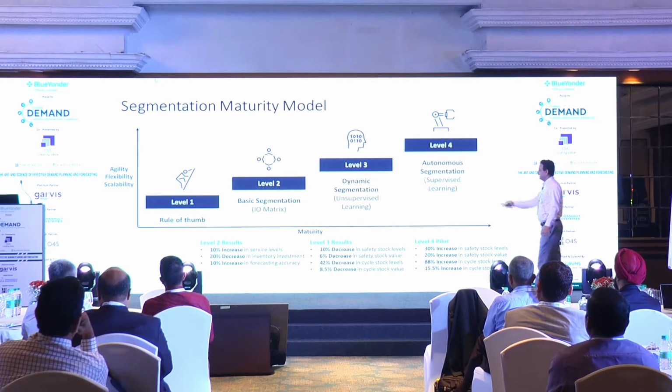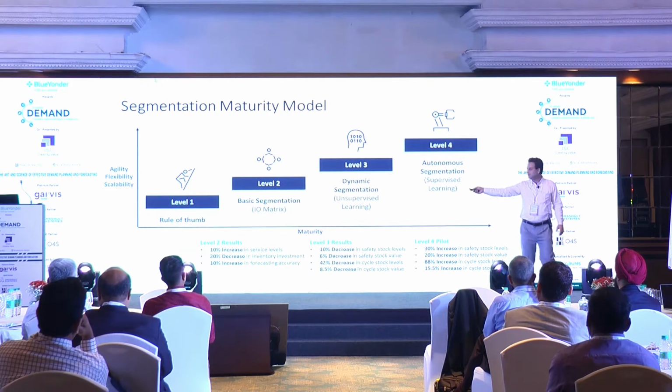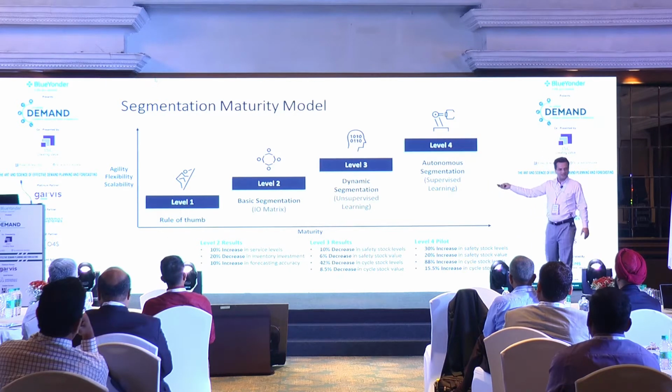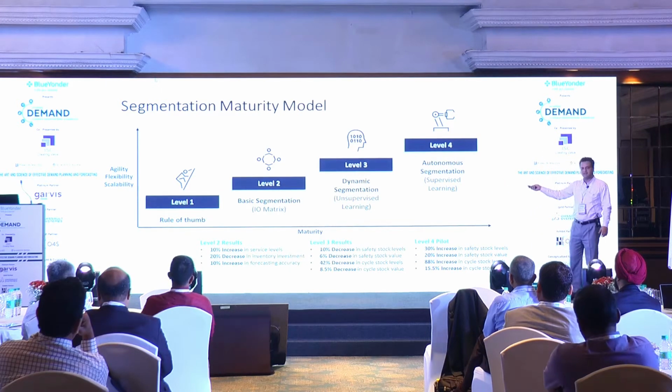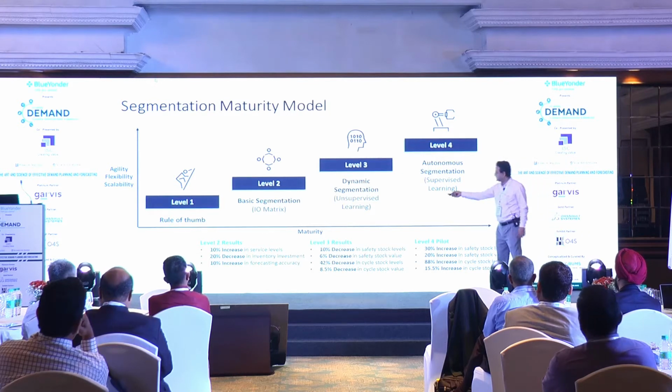Okay. So, well, my friends, you're at level one, okay? And if it works for you, great, but it's money that you're using to make it work. Level two, customer segmentation. Level three, dynamic segmentation. And then level four is autonomous segmentation. So I've used some words here.